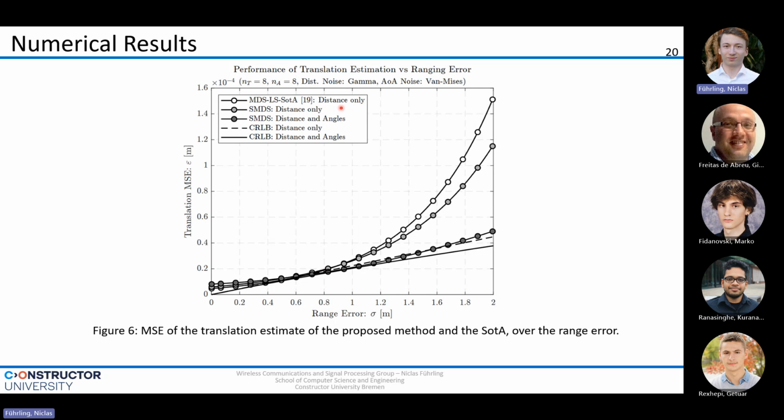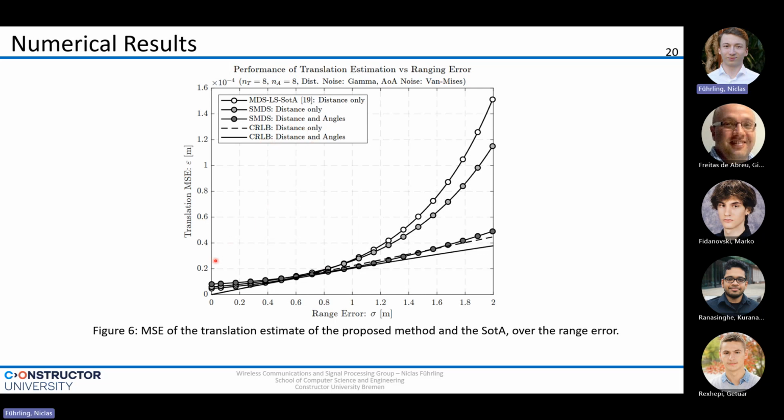What this means is that we can also use SMDS even if we don't measure the angles, by simply first measuring the distances and then using some different state-of-the-art method to estimate the angles. And you will also see that even this leads to good results. And then, of course, we also have the Cramer-Rao bound for distance and angles.